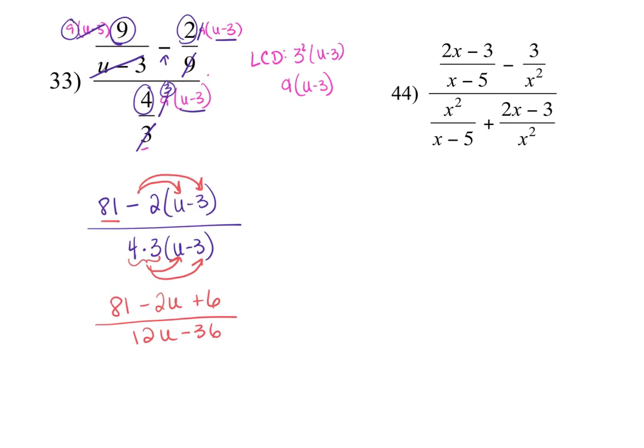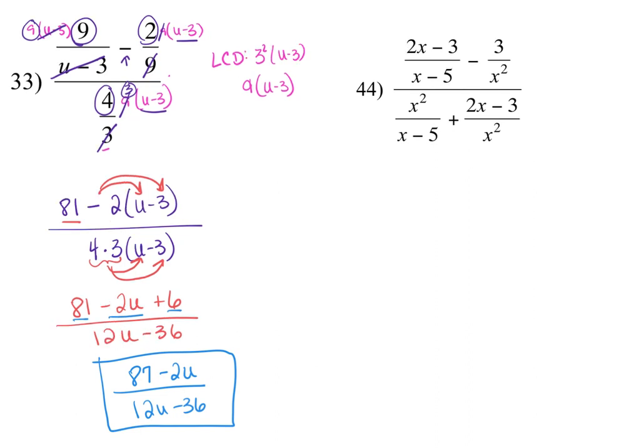One more piece of simplifying is combining like terms. I have 81 plus 6. That's 87 minus 2u. That is not factorable. In the denominator, I have 12u minus 36. That is factorable. I can take a 12 out and u minus 3. You're welcome to do that. It doesn't help you reduce, so I'll take it either way. You're welcome to factor and see if it can reduce. I will take the factored form or this form. So this is my answer right here.